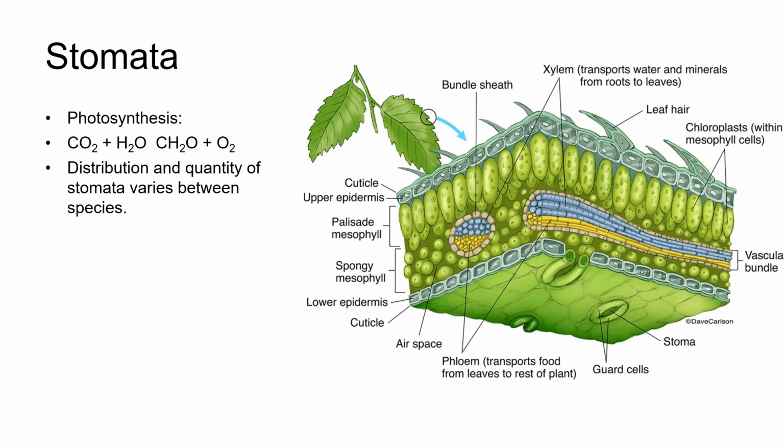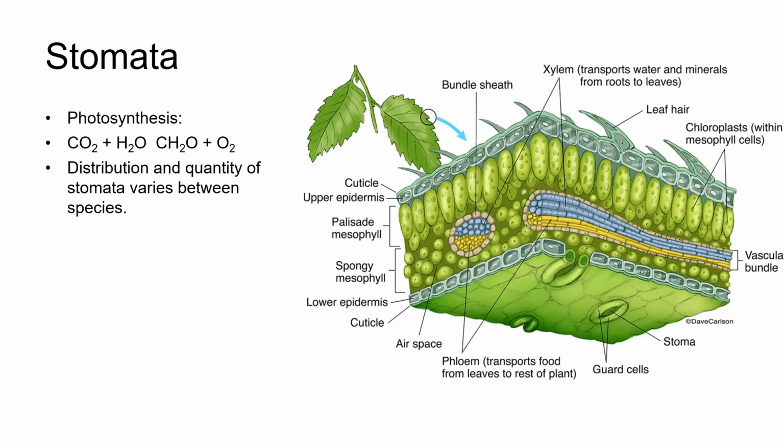Let's take a look now at another structure on the leaf surface. In order for photosynthesis to take place, plants need to take in carbon dioxide from the atmosphere and get rid of oxygen. This exchange of gases between the plant and the atmosphere happens through small pores in the epidermis and cuticle called stomata. Note that stomata is a plural noun and stoma is the singular noun.